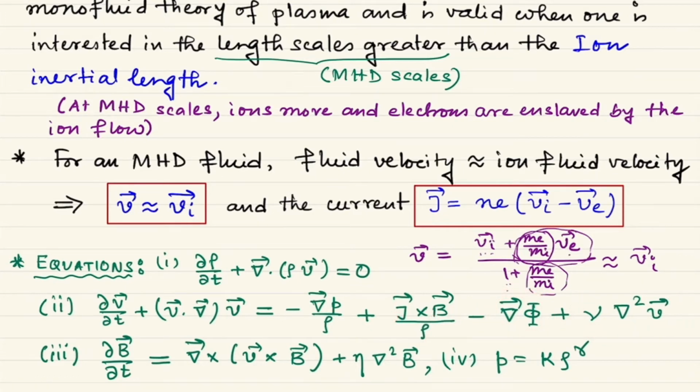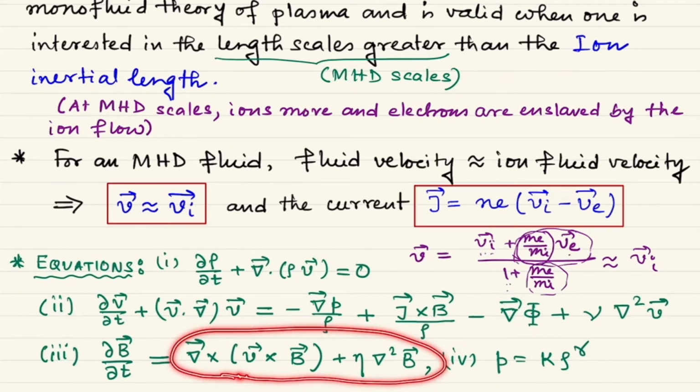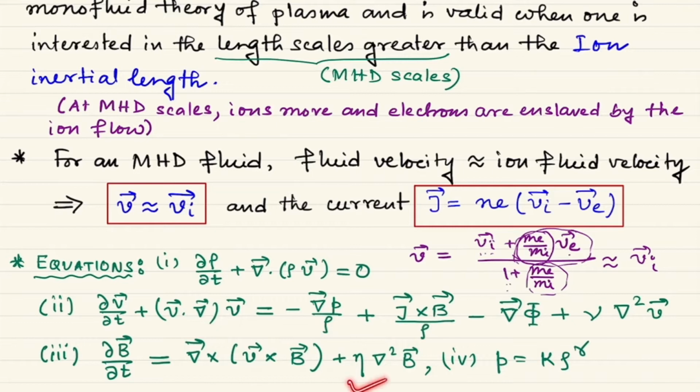And this is the induction equation, which is nothing but del B del t is equal to curl of V cross B plus eta nabla square B. So this term comes, if you remember, from the generalized Ohm's law, and this is something analogous to the dissipation term for the magnetic fields. It is called the magnetic diffusivity.